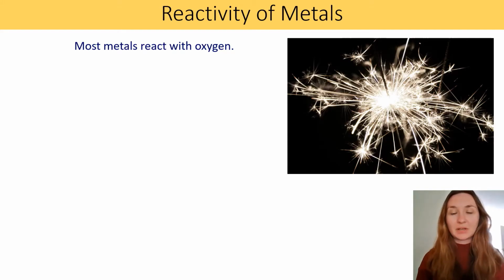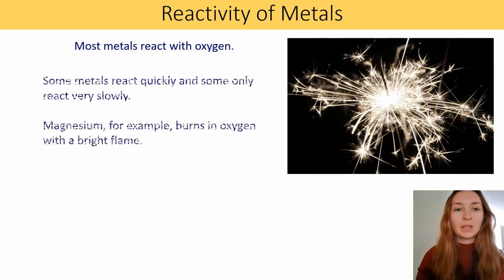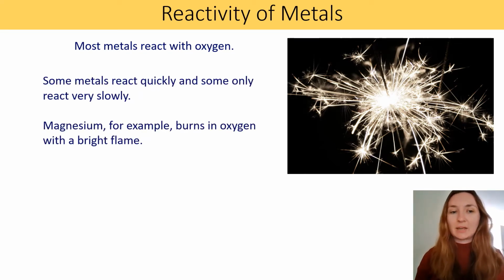We've looked at one example of a metal reacting with oxygen, but most metals will react with oxygen. An example we can see over here is magnesium. When magnesium is burnt with the oxygen and reacts with that oxygen in the air really quickly, it creates this bright flame. So you might have seen that with a sparkler.